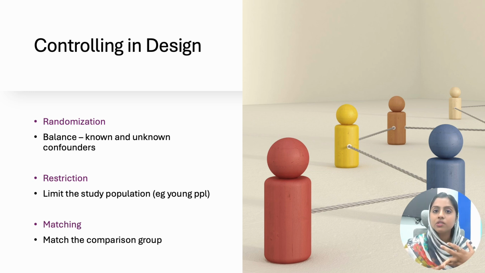And the next one is restriction. For example, if you have age as a confounder, then you restrict the population to younger individuals, or you restrict the population to older individuals in your study. And then there is also matching, where you match based on that confounder. For example, if age is your confounder, you match the cases and controls on age. So these are the three measures that you can take for controlling a confounder in the design.